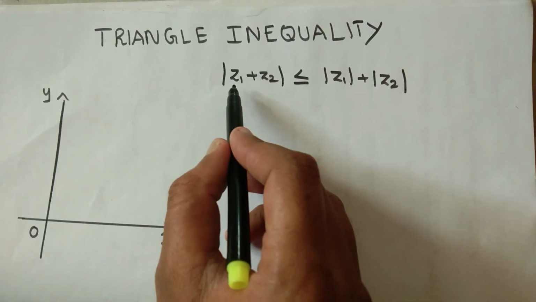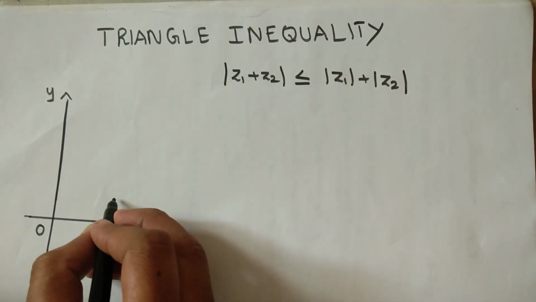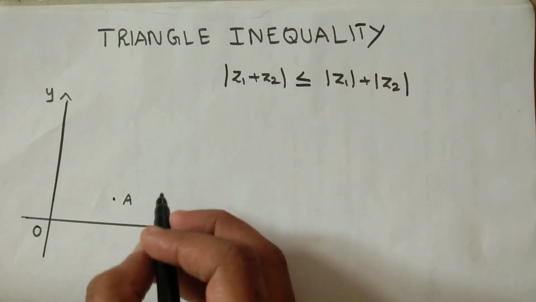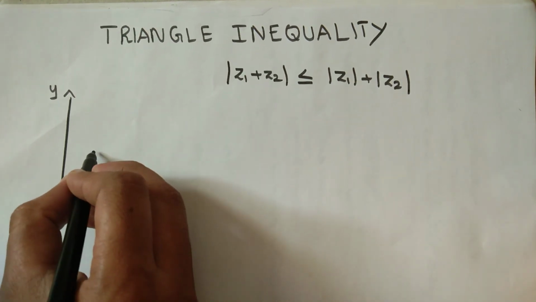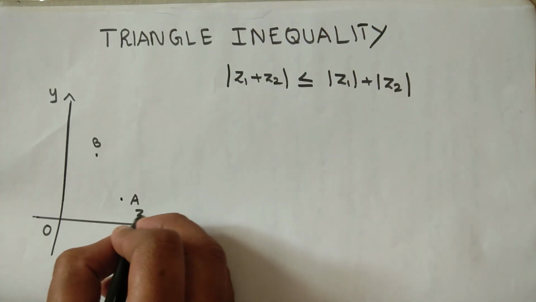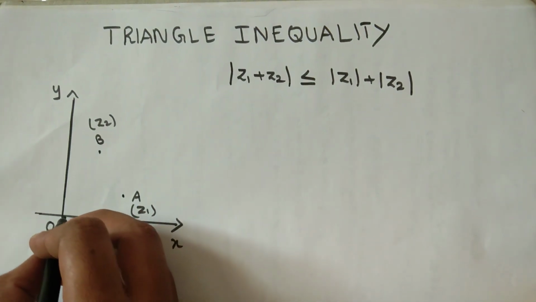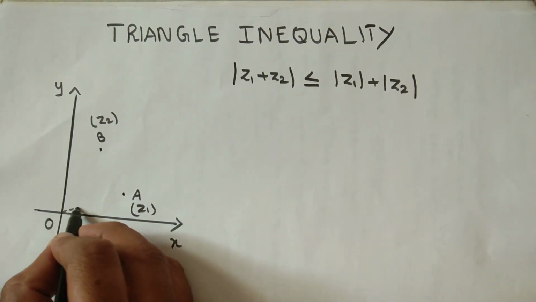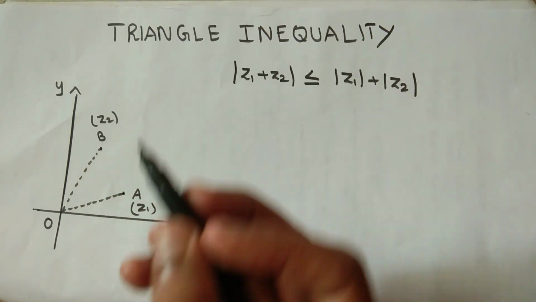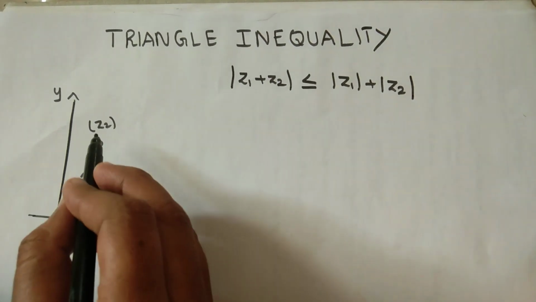Now I am going to plot z1 and z2 in graph. Let us take the point z1 and name it as A, and take the point z2 and name it as B. So this is my point z1 and this is the point z2. Now I am going to draw a line connecting OA and OB. Then add both the complex numbers, that is z1 and z2.